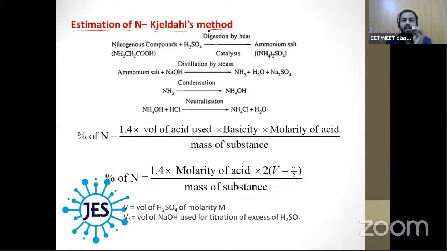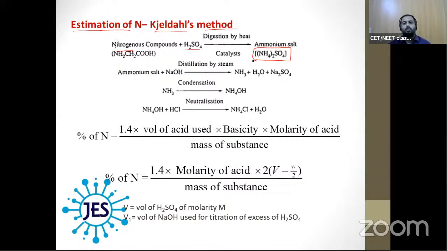The principle here is slightly complicated, so please pay attention and understand this. Then you can find out nitrogen percentage using two equations, two formulae. Each formula is to be used in a different situation. The given nitrogenous compound is made to react with sulfuric acid. It is digested with sulfuric acid, when all nitrogen in the organic compound gets converted to ammonium sulfate, an ammonium salt.